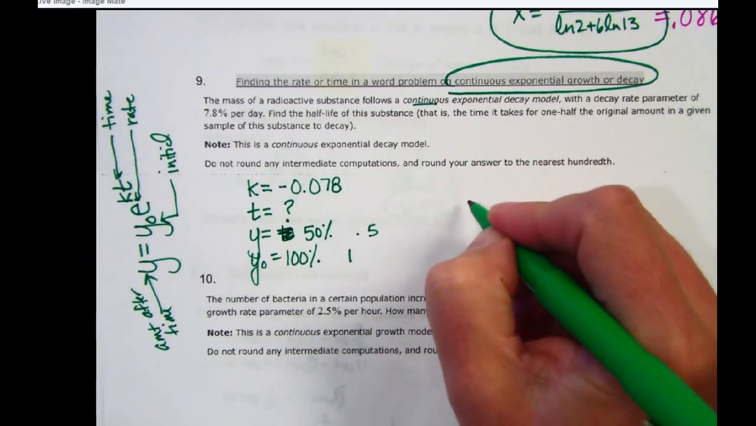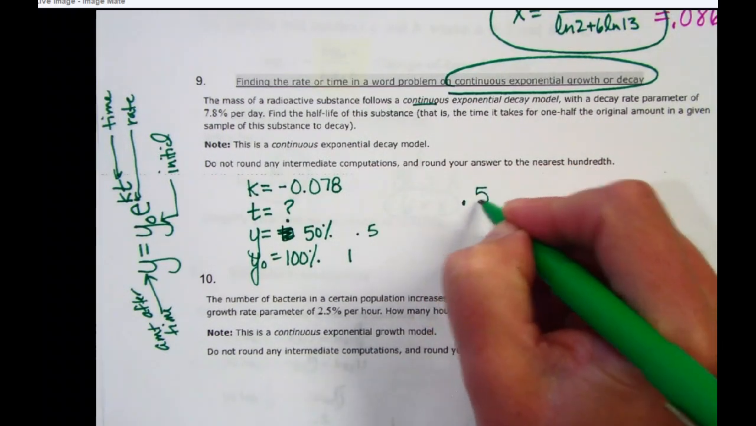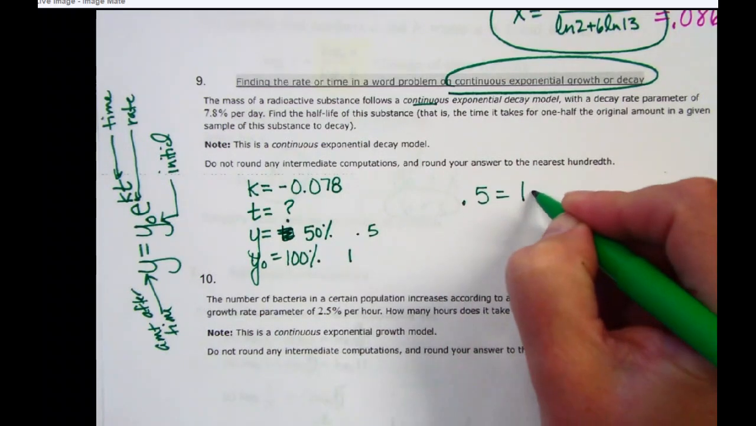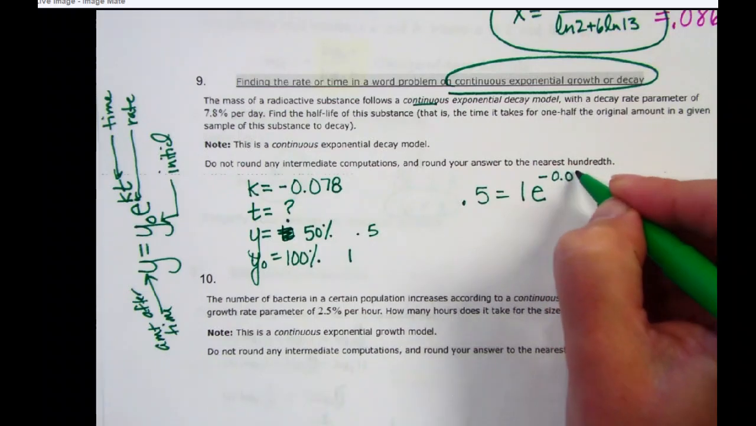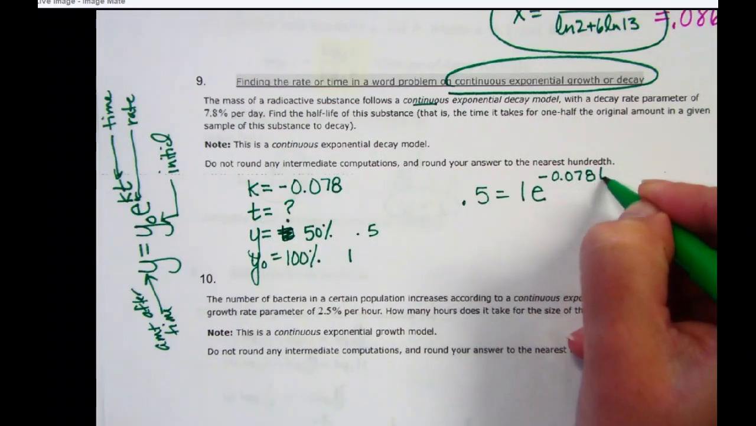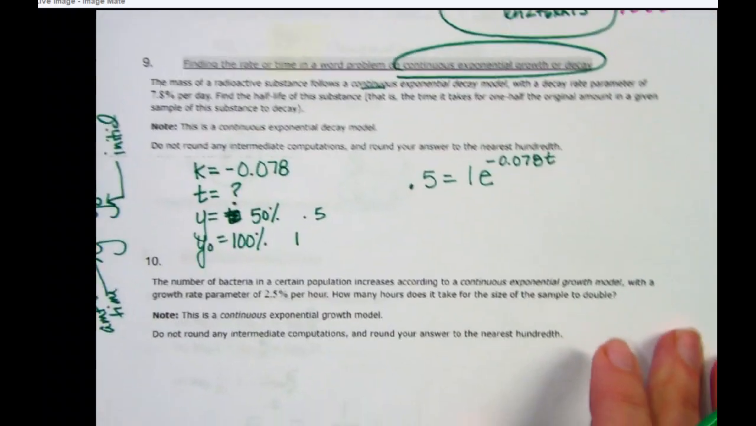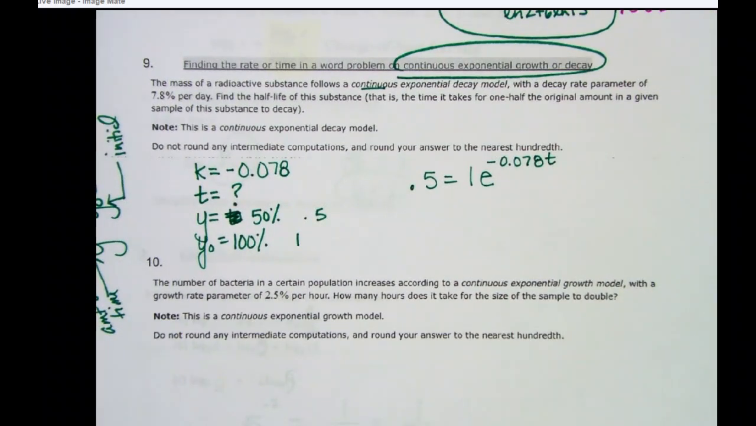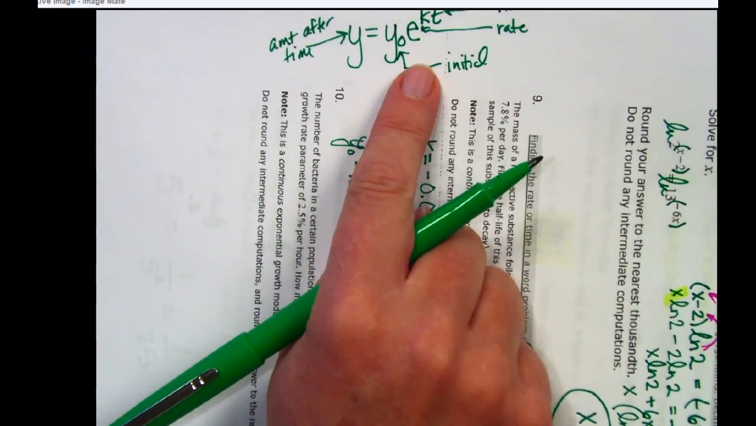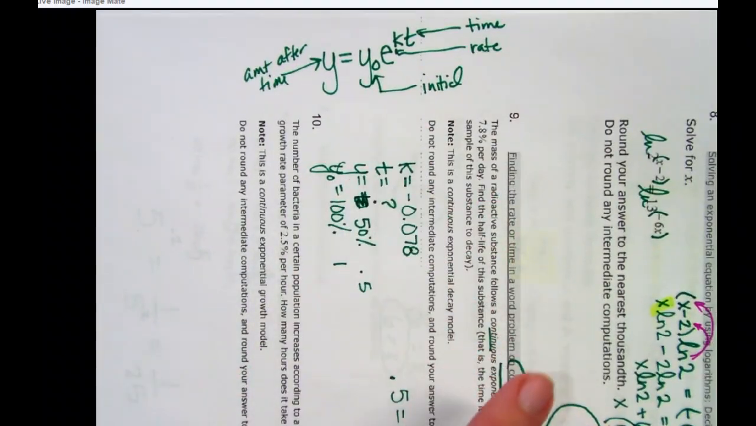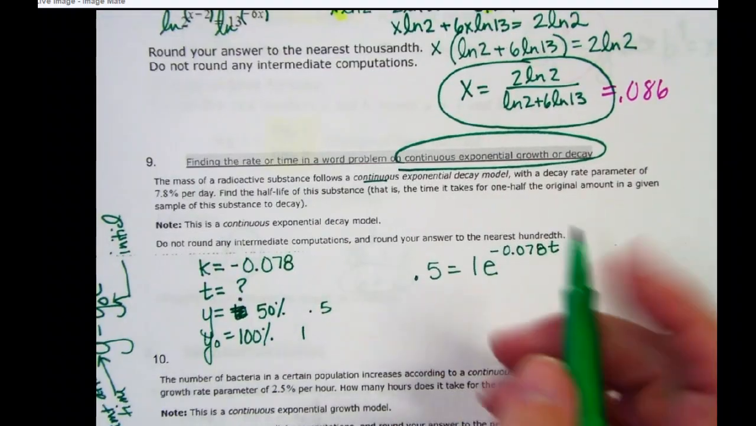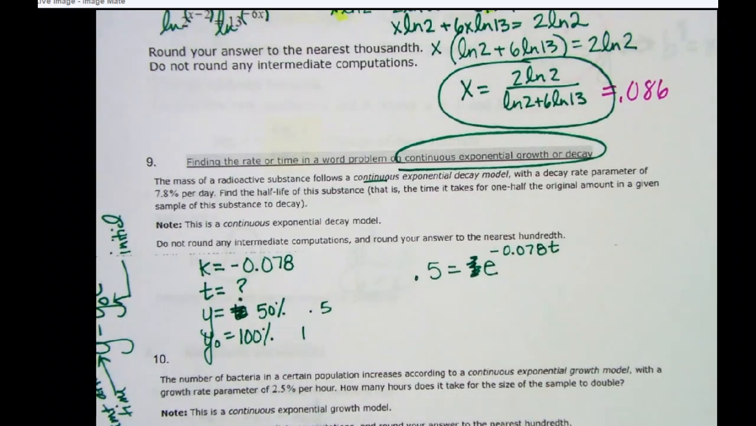So now I'm going to plug that in. After time, in the beginning, e raised to the negative 0.078, and we're solving for t. But how did you know what order to put it in? Like, where does it say? My formula right there? Oh. Is that what you needed to see? Yeah. Okay. All right, I don't need that.